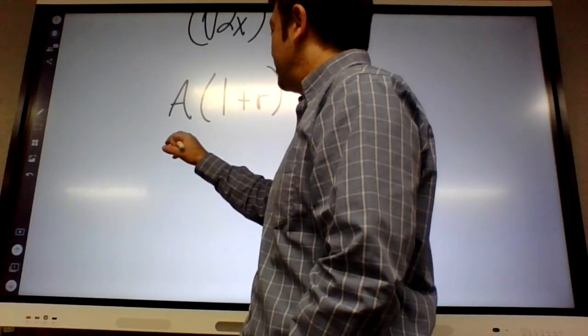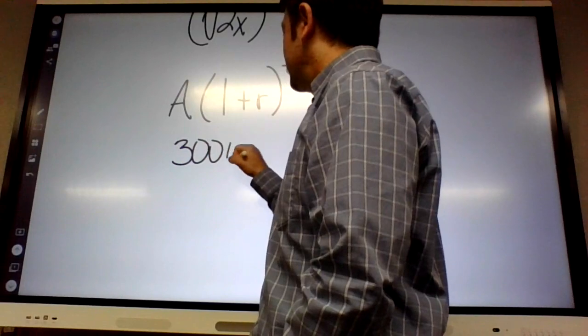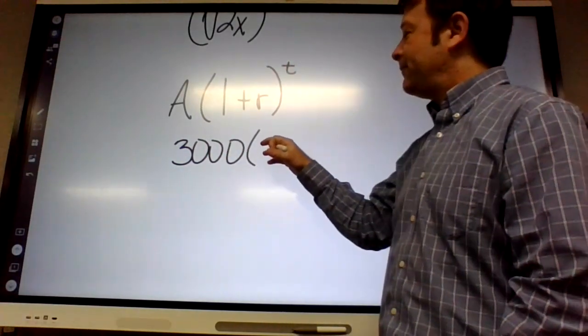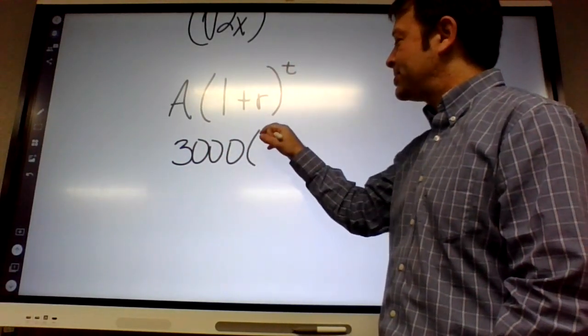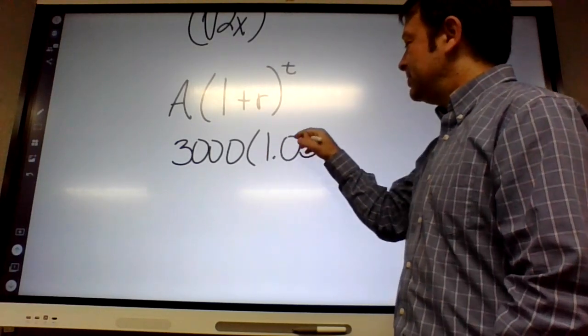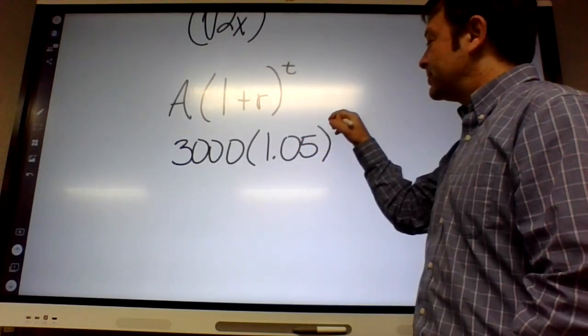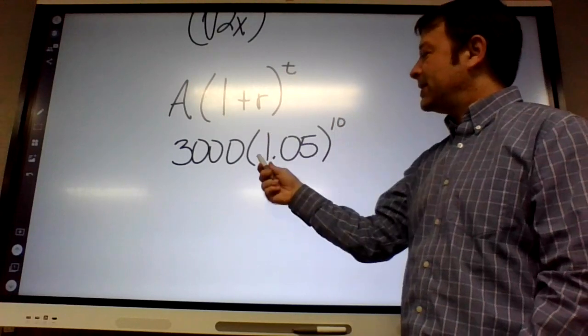Sometimes that number in parentheses, you can just simplify it. Like if it was a 5% growth, it just looks like that, right? For 10 years or whatever. You can just add those together.